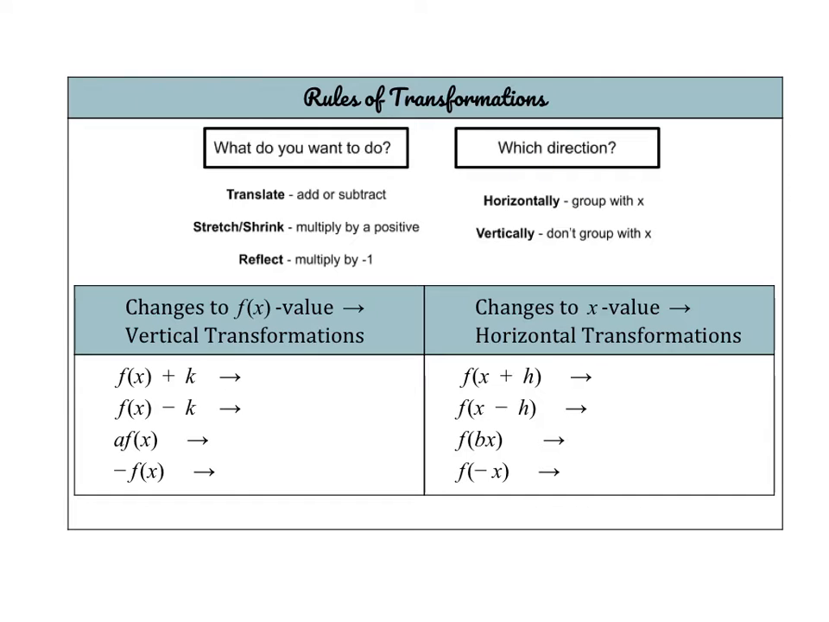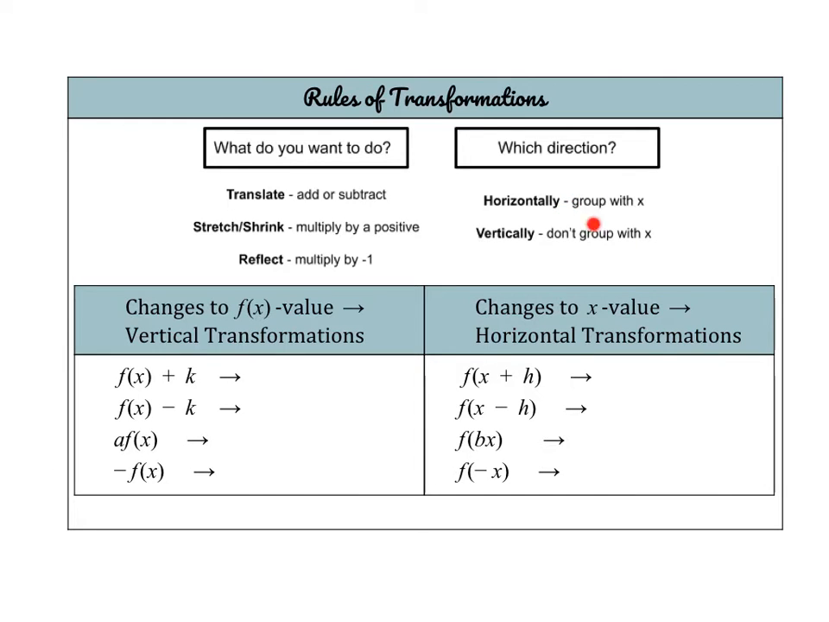But now we have to figure out, well, what part of our function do we change? That will depend on which direction you want to go. If you want to move horizontally, so if you want to translate horizontally, stretch or shrink horizontally, or reflect horizontally, then you need to group the change with x. Anything that is horizontal needs to be grouped with x, which makes sense because on an xy axis, x is everything left or right, it's horizontal.